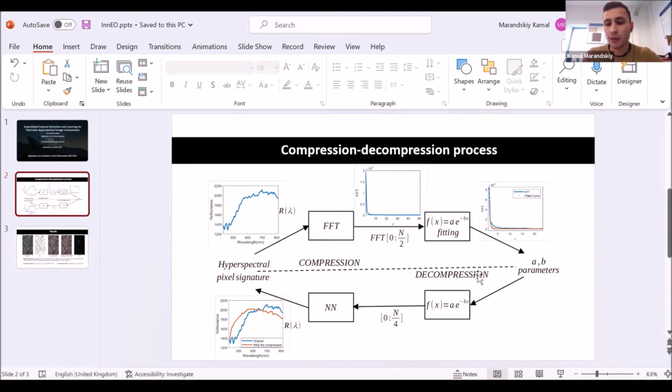After the compression process, in order to reconstruct the image, we do the reverse. We use these A and B parameters with the negative exponential function to restore some values, which are used as an input to a neural network. In our case, the neural network that we trained is capable of learning the correspondence between the exponential function and the final output, which is a hyperspectral image itself with full bands.